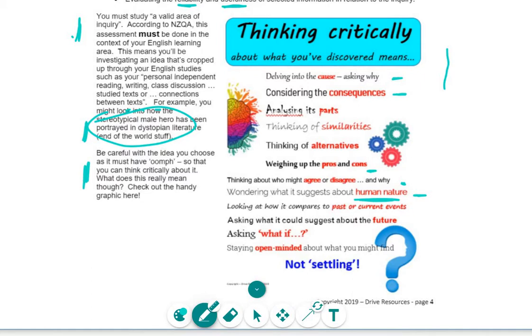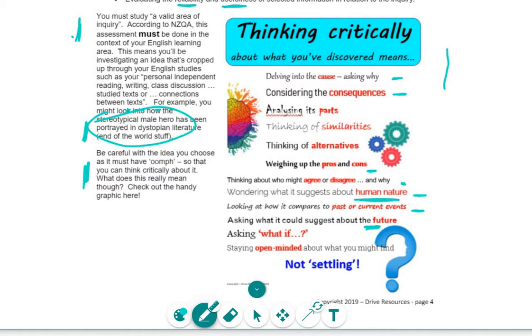Looking at how it compares to past or current events, especially things like World War II, and we saw this with the Holocaust, asking what it could suggest about the future as well. So one of the classic examples is, if you're studying something like Gattaca, it's generally a year 13 film, but some people might do it in year 12, and it's all about genetically engineered people.